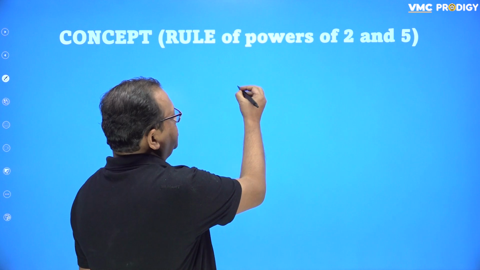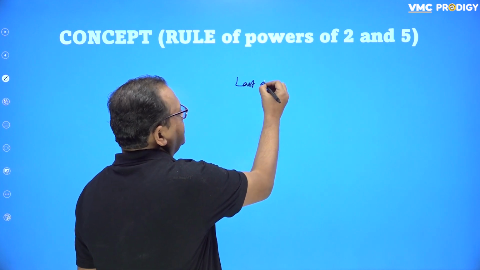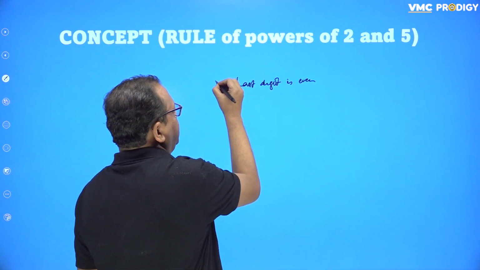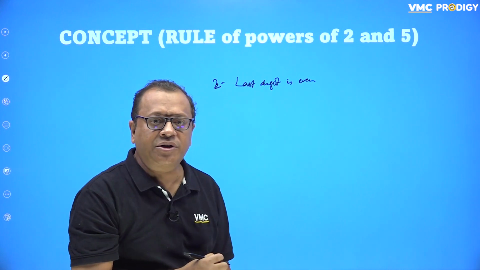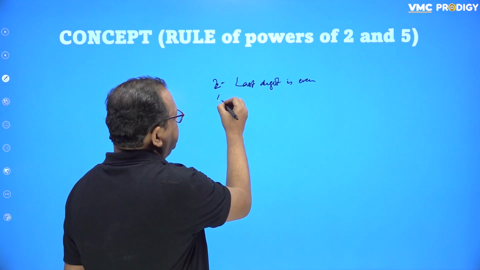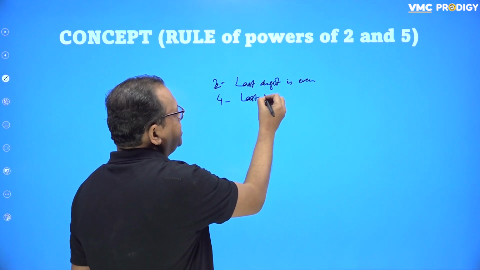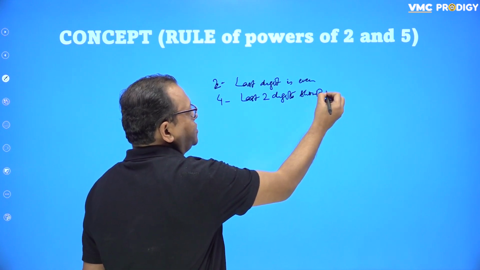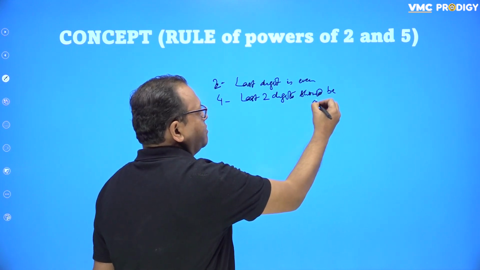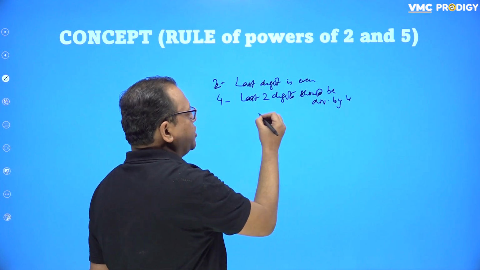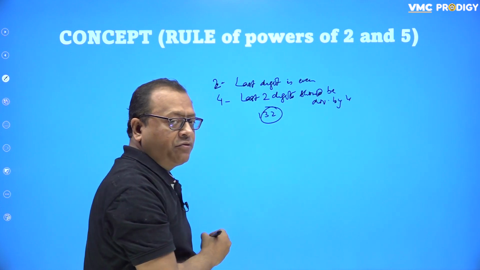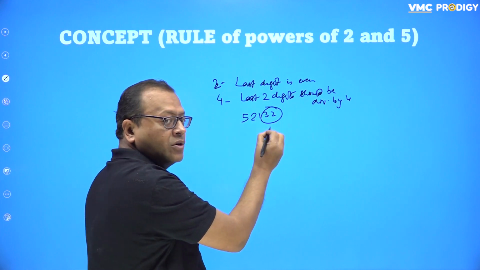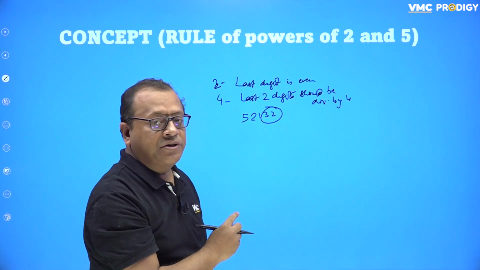A number is divisible by 2 if the last digit is an even number. Okay, right? What is the condition that a number is divisible by 4? The condition for 4 is the last 2 digits should be divisible by 4. If I say a number 132, since 32 is divisible by 4, this whole number is divisible by 4. 2132, 52132, it doesn't matter. What matters is the last 2 digits, which is 32.